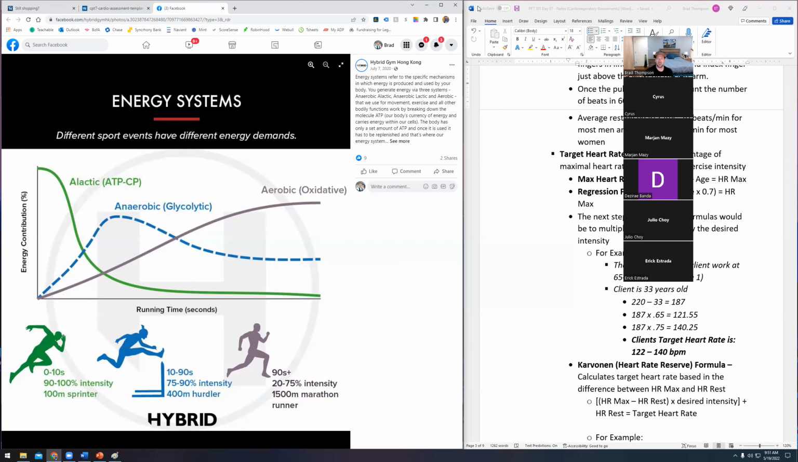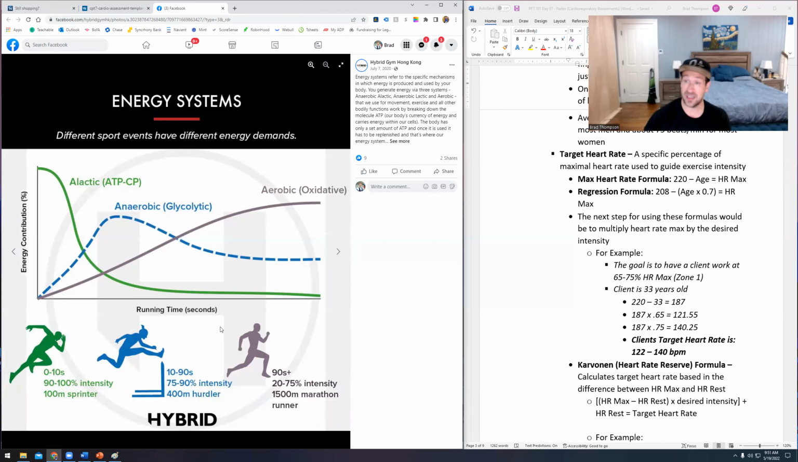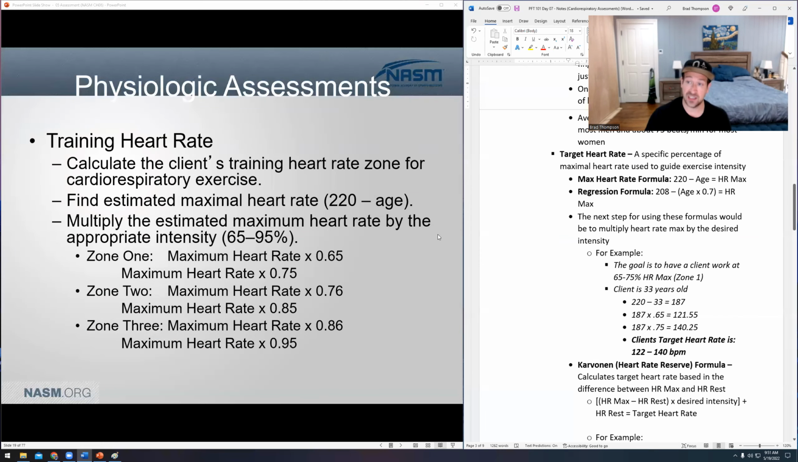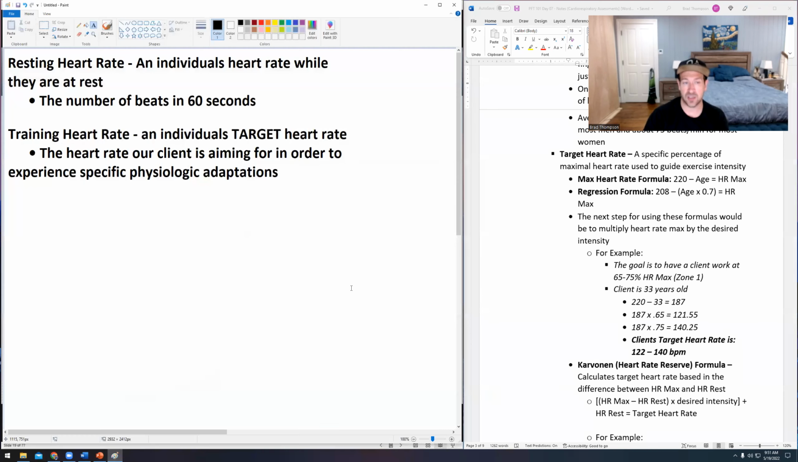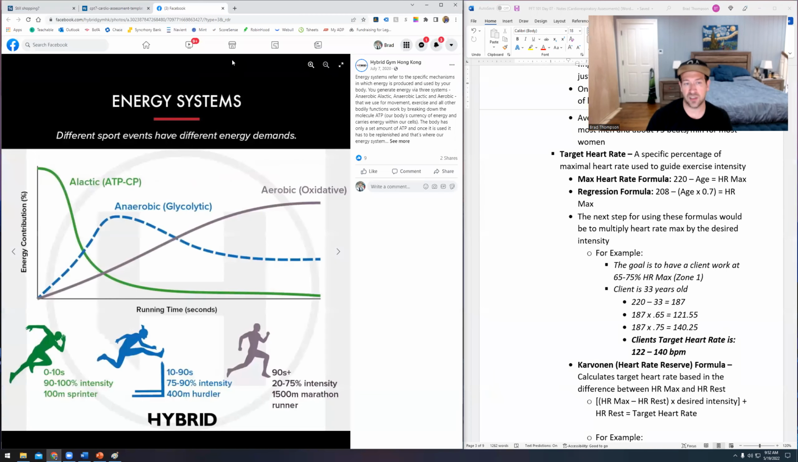So if I am sprinting and I'm going to get my heart rate really, really high in a very short duration, that is high intensity. So that's why we have different target heart rate zones. So for those of you who are familiar with this, NASM is going to break your heart rates into 3 zones. Other certifications out there, they're going to break it into other zones.